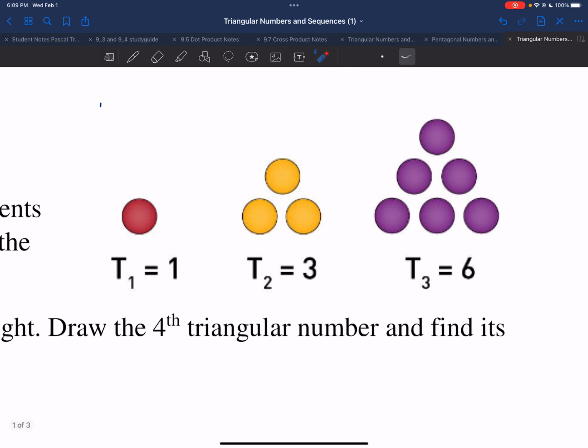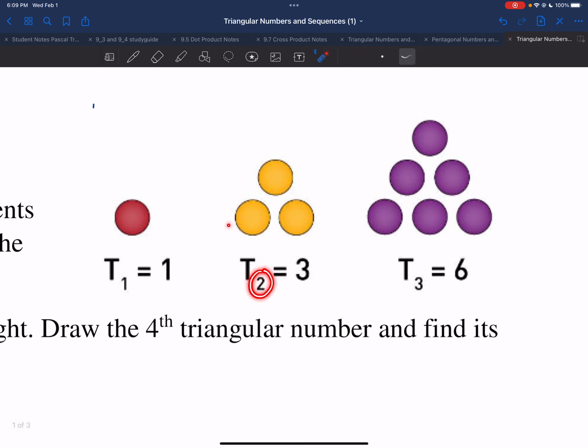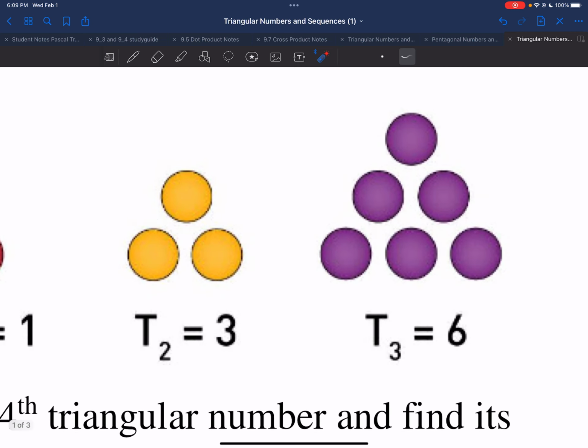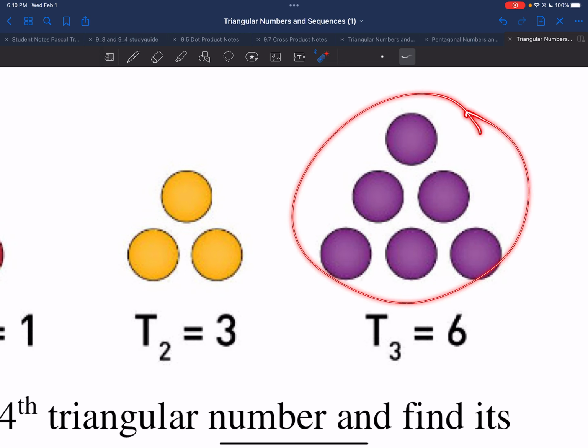Let's look at T2. T2 means that I have a base of 2 dots. The sides are also made of 2 dots, right? So that's where we have our equilateral triangle. But the sum total of all of our dots is 3. When we look at T3, we can see the pattern a little bit more clearly. The 3 represents our base number of dots, or again, you can look at it from each side, that you have a base of 3. When you add up all of the dots in that configuration, you get the value of 6.